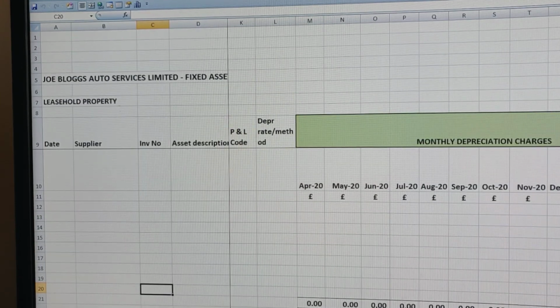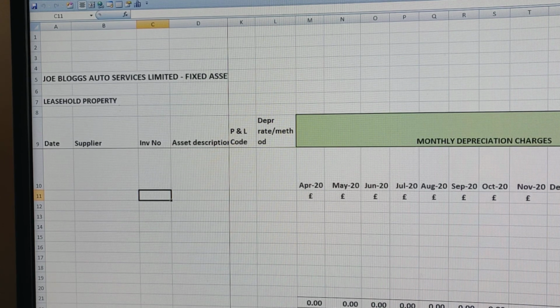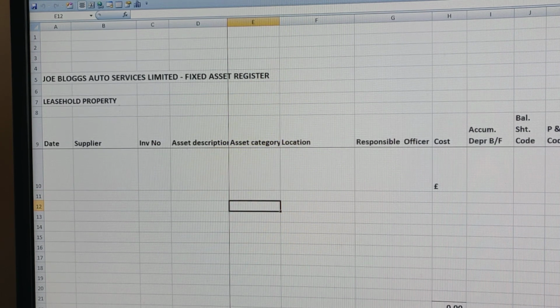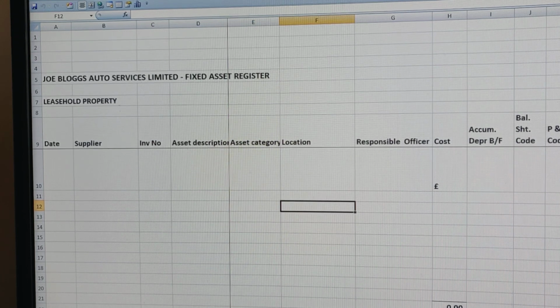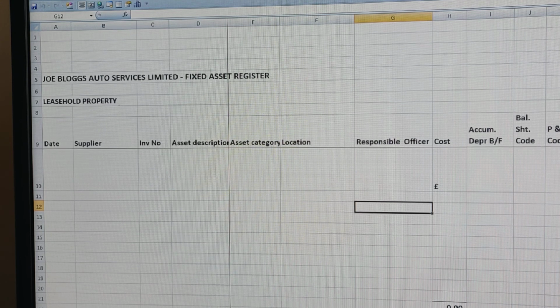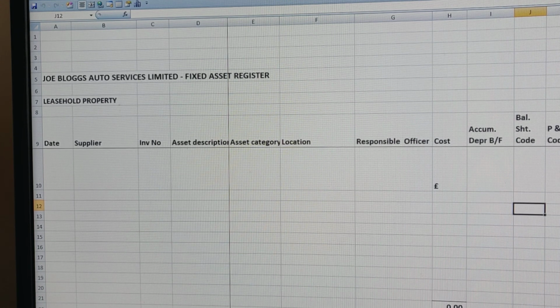But again, there's another side of the fixed asset register, the rest of it. Now, you will have an asset account in the nominal ledger. But at the same time, you will have another asset register, ideally on Excel, which will give you a breakdown of what is in the nominal ledger. Now, on the Excel register, you will have the cost of the asset, of course. You have the date the asset was acquired, the name of the supplier, invoice number, asset description, asset category or class, where the asset is located, who is responsible for the asset, which I've already discussed, and then the cost of the asset, the total depreciation that has been charged on the asset from the date it was bought up to now. Then the balance sheet code, that is the nominal ledger code, must be indicated.